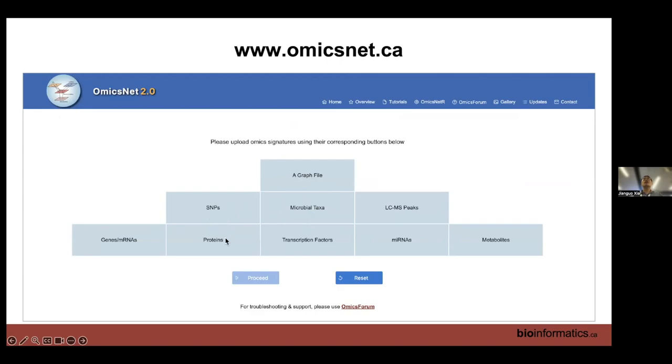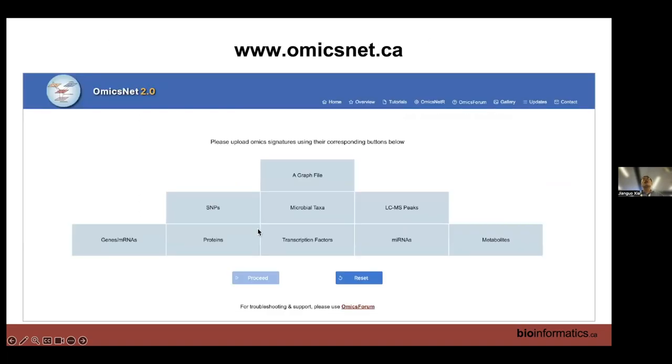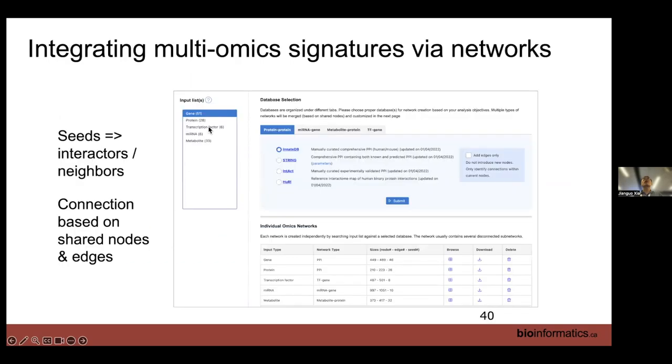input different types. You can input 1, 2, 3, and I think up to 5 types. If you input up to 5, you'll get 5 lists. And now you are going to use the database. We have multiple databases for different purposes. You just select one, and this tool connects with this database, and that tool connects with that database. Eventually, you're going to use the database to build these connections for each of the inputs.